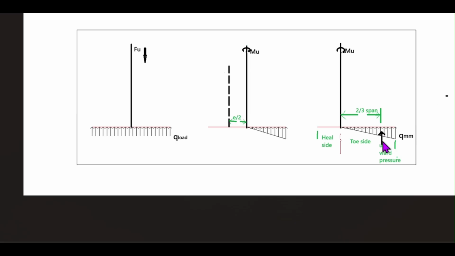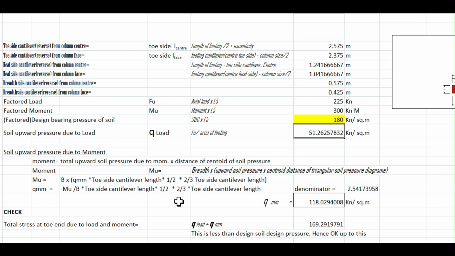see here this black line, the upward soil pressure, the center part, this is 2 by 3 of the total length. This span means the cantilever, it is called like this. So Mu equals breadth into upward soil pressure into centroidal distance. This is calculated in this way.